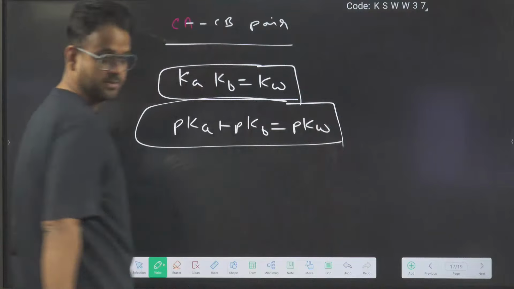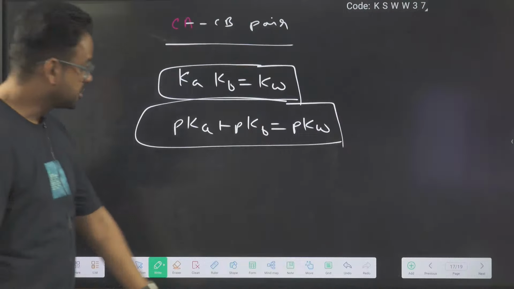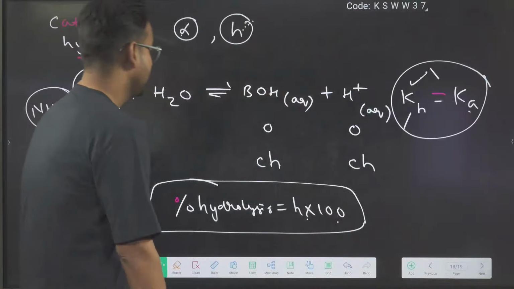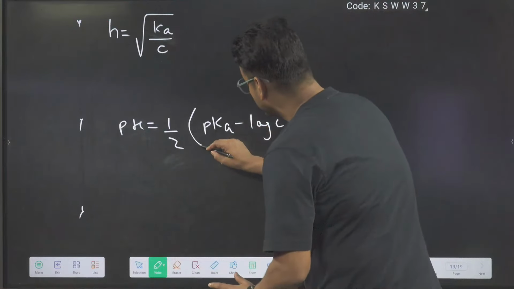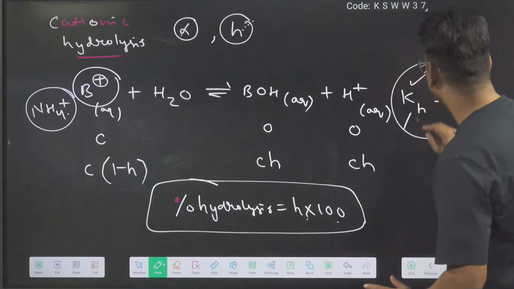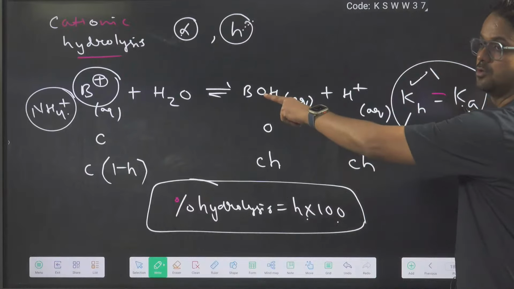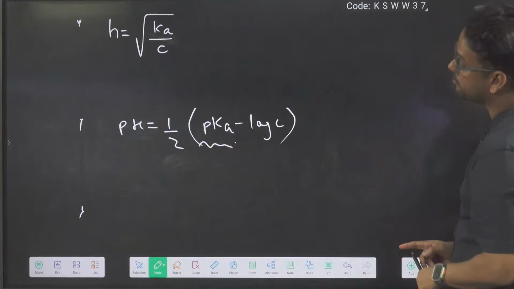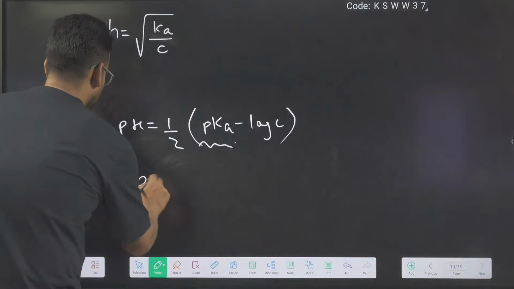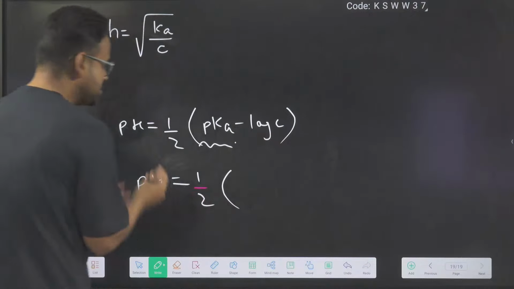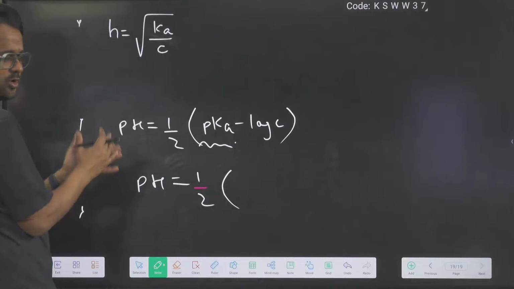Please remember this. Therefore, boys and girls, while you are applying this formula, you will not be given the pKa of the ammonium. You will be given the pKb of ammonia. So your formula becomes half, which you can simply derive like this. You don't have to think on the spot.